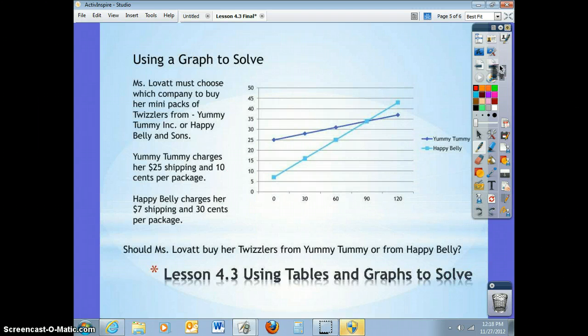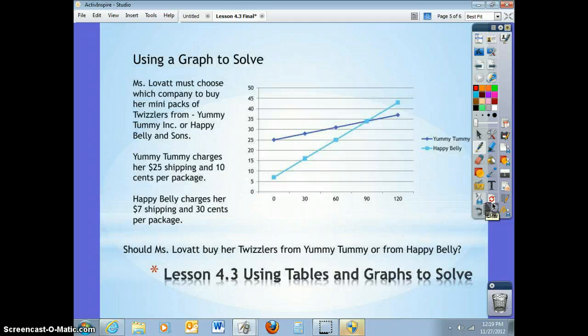Okay, you can take that same information and put it in a graph, where the light colored blue down here is the Happy Belly part of the graph. And you can see down here, Happy Belly is less than Yummy Tummy. But right here at 90, it switches, and Happy Belly starts becoming greater than Yummy Tummy. Okay? So again, 90 is our break-even point. And for any purchases above 90, she'd be better off buying from Yummy Tummy, because Yummy Tummy is now lower than Happy Belly.